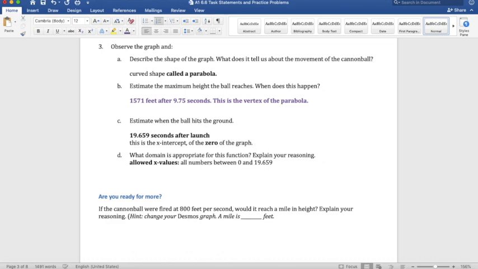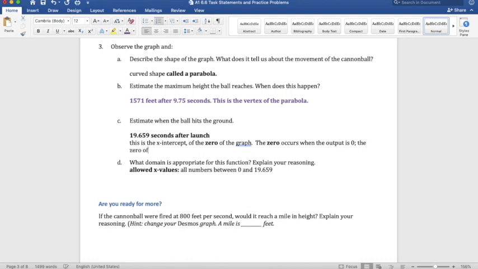And the zero is basically when the output is zero. So we'd say the zero of this function is 19.659, because that is when the output was zero. All right, we'll use that.